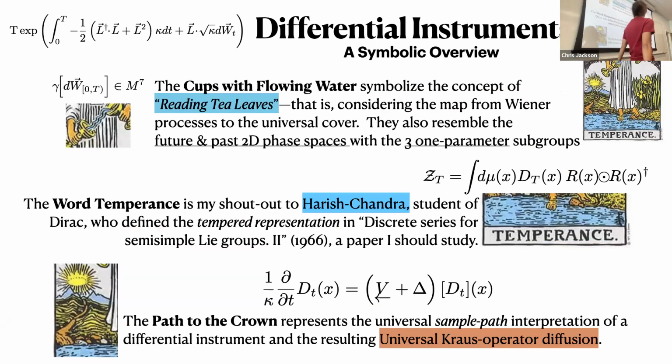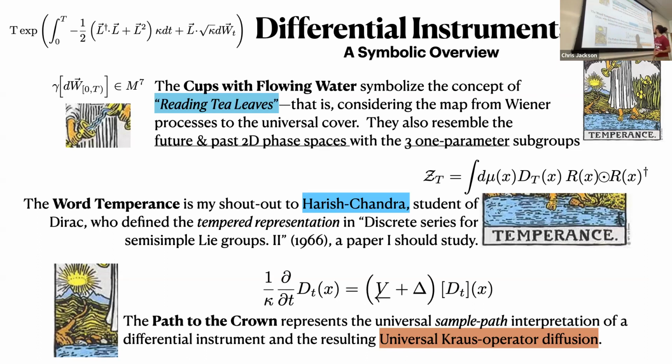A few more symbols. So then these cups with the flowing water. One of them I already told you is like the future and the past 2D phase spaces with these 3 1-parameter subgroups. But the original thing I saw when I looked at this symbol was the so-called reading tea leaves, right? And that's what the cloud was. You look at the Wiener processes, these squiggly looking things, they look like tea leaves to me. You look at them and you somehow know what they mean, okay? And that's what the SDEs were that I showed you guys. So just the fact that this is a cup with some squiggly thing, it's like reading tea leaves.